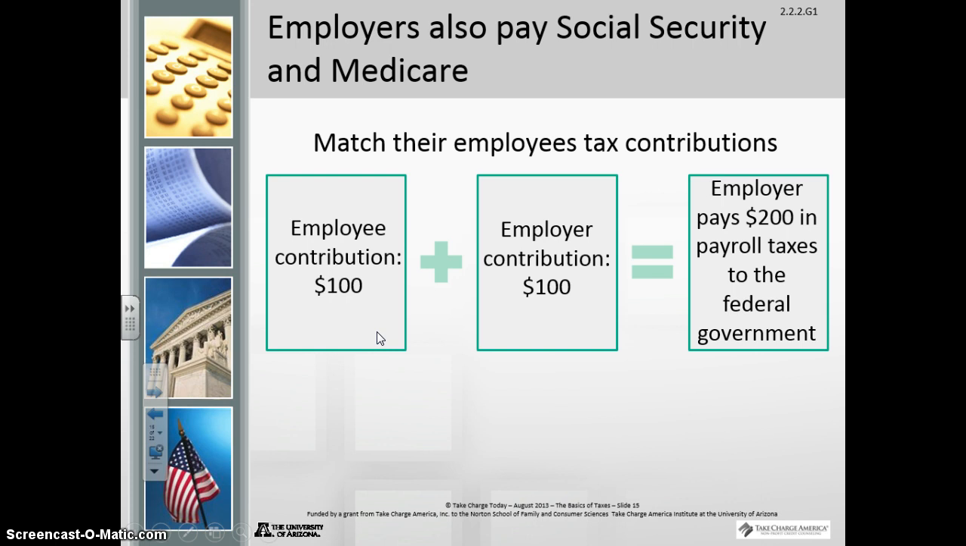In the Medicare program, the program's main purpose is to help pay for health care for senior citizens in the U.S. The tax rate amount is 1.45% and there is no annual limit. So that's just a review of what the taxes are.